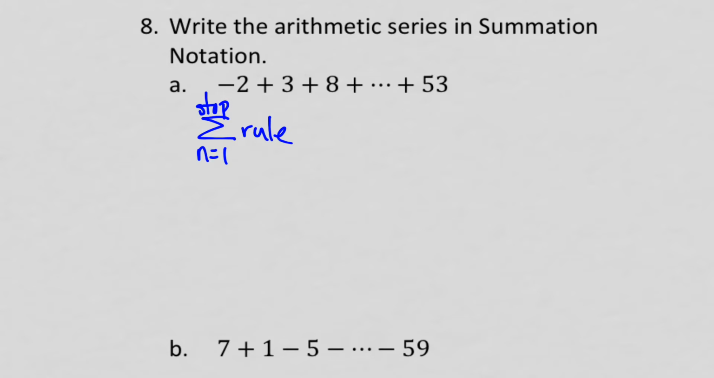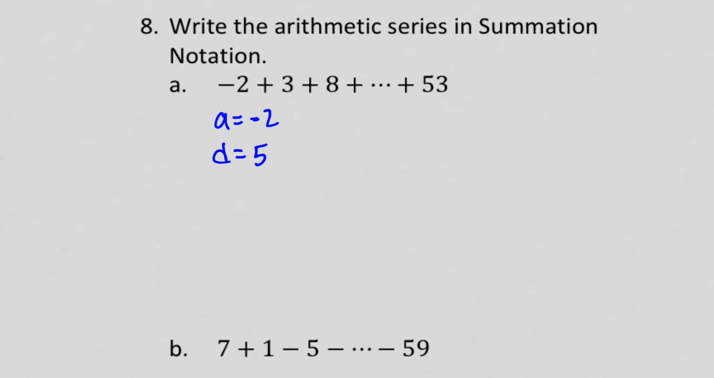So what I'm going to figure out first is what the rule is so that I can plug it in here. And then I'm also going to figure out how many terms total there are so that I could put that number there. And that's it. So let's start with that. Let's figure out the rule first. What I see here is that a, the initial term, is -2. And d, the common difference, looks like 5. It's increasing by 5, right? -2 plus 5 is 3, plus 5 is 8.